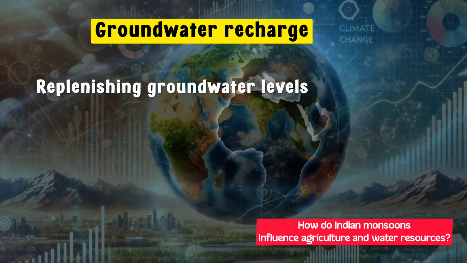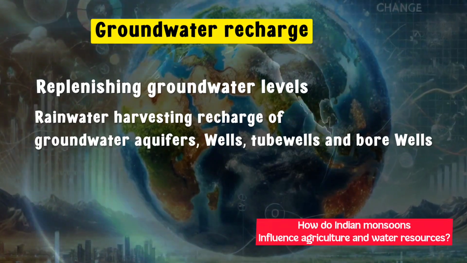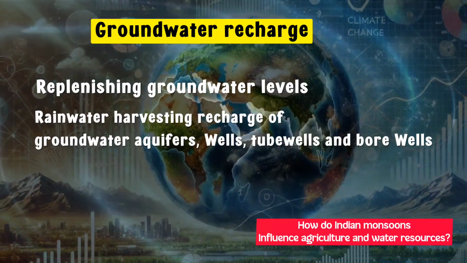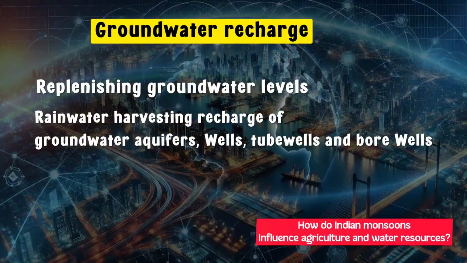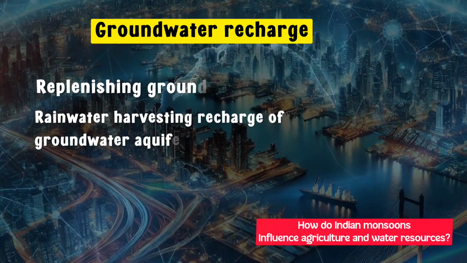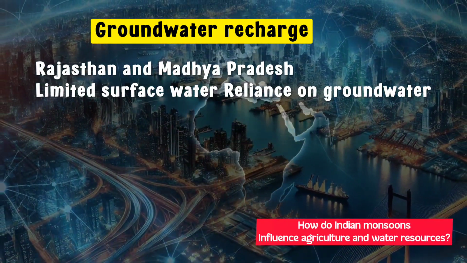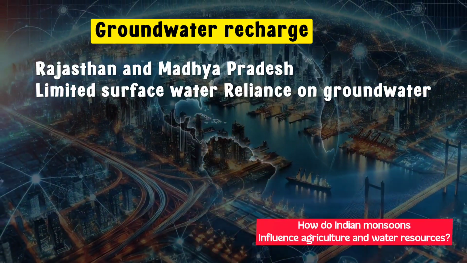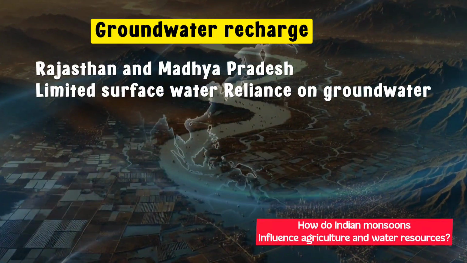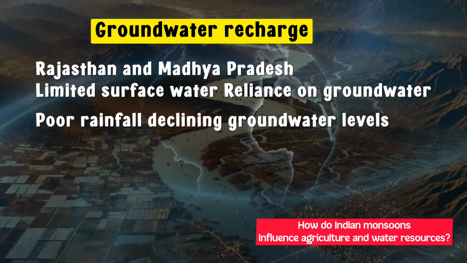The monsoon also plays a vital role in replenishing groundwater levels. Rainwater harvesting is one of the key natural processes that contribute to the recharge of groundwater aquifers. As the rains pour down, water seeps into the ground, restoring the underground reserves that supply wells, tube wells, and bore wells, which are essential for irrigation in areas not covered by canal systems. In regions such as Rajasthan and Madhya Pradesh, where surface water is limited, the reliance on groundwater is significant. A good monsoon season ensures a rise in groundwater levels, making it possible for farmers to continue irrigation even in the absence of rainfall. On the other hand, poor rainfall leads to declining groundwater levels, which can affect farmers' ability to sustain their crops.